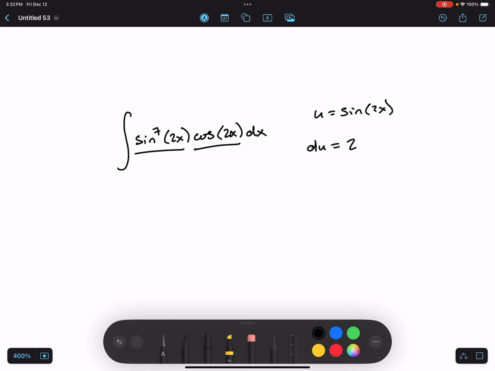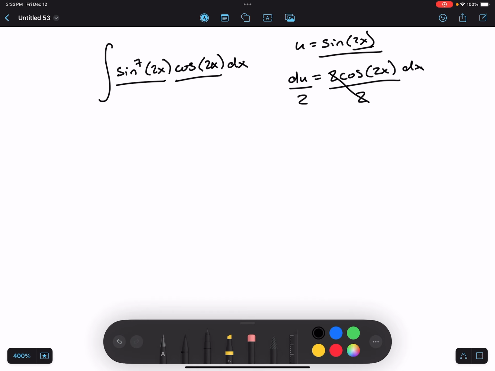du, which is 2 cosine 2x, by doing the inside times the outside, and this has a dx at the end. And so what we're looking for is cosine 2x dx, and to get that we have to divide this side by 2, divide this side by 2, and now we have cosine 2x dx.